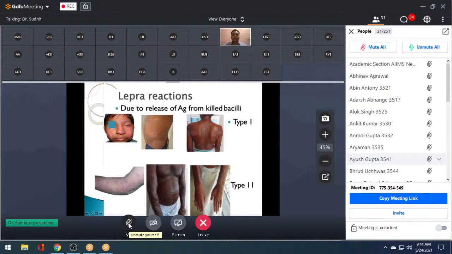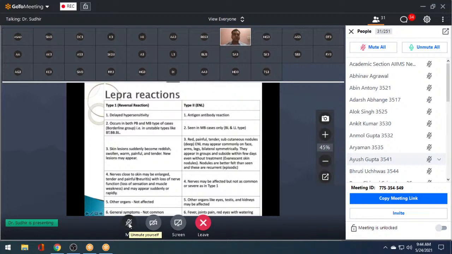Type 2, you will have erythema nodosum leprosum type of reactions, or maculopapular lesions will be there. Sometimes ulcerations can be there. So come to this type of reactions. Type 1 is called reversal reaction. Type 2, sometimes it can precipitate into erythema nodosum leprosum or ulceration types also.